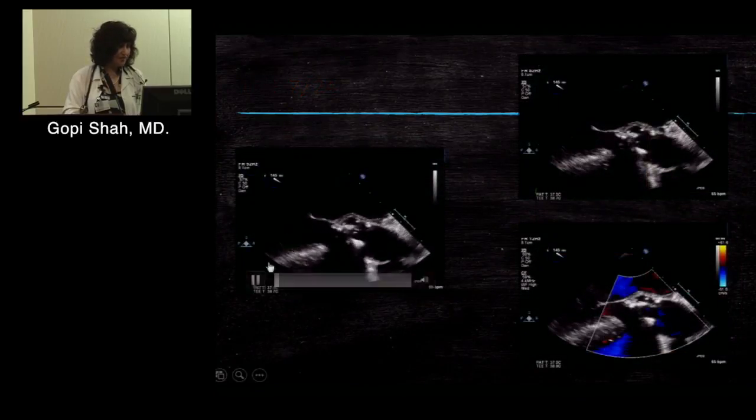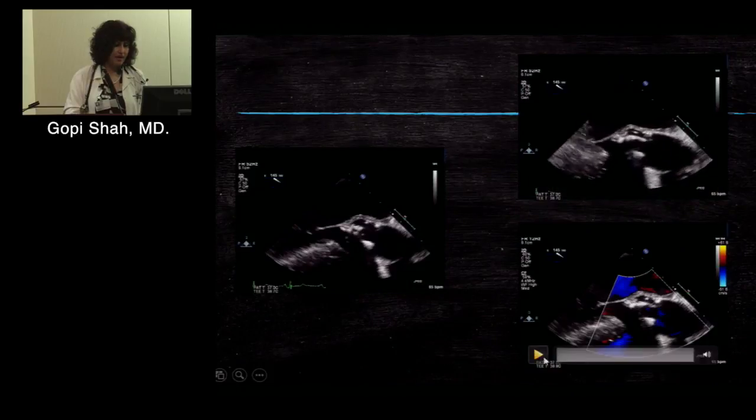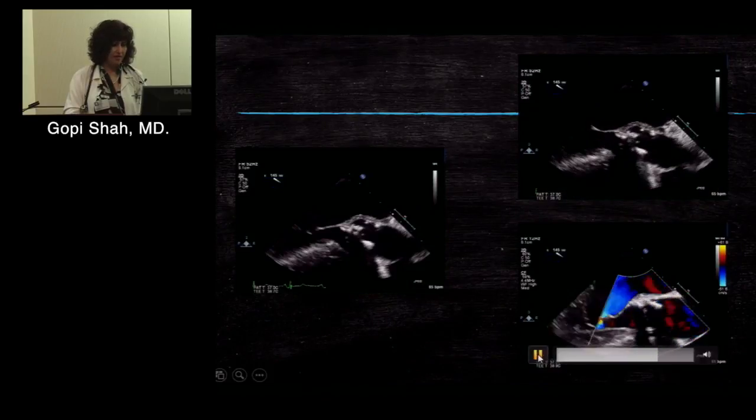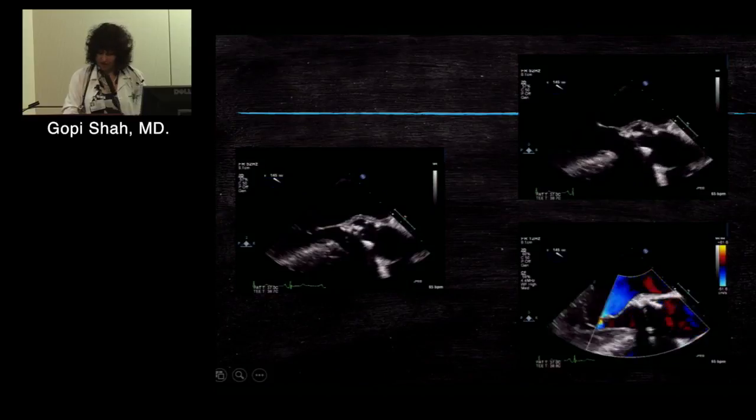I think this is a better view. So you can see it here, yeah? That there may be something like a vegetation here. And that's your color Doppler. Okay, so they treated him for endocarditis.